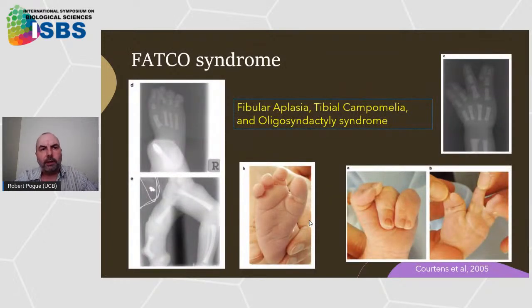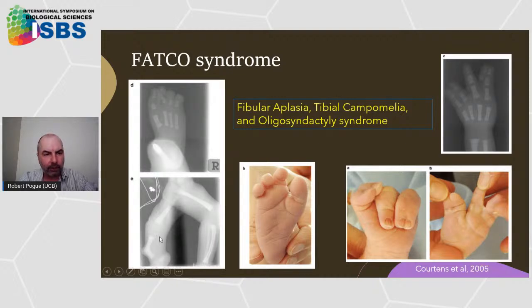Now, the third skeletal disease that I want to talk to you about is called Fatco Syndrome. And in this case, we haven't yet identified the gene. It's a rare skeletal disorder. Fatco stands for fibular aplasia. And you can see here in this patient, for example, the fibula is missing.